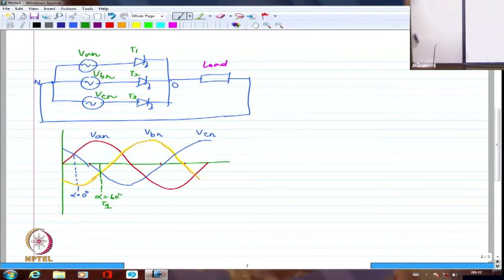So if I fire T1 here, 120 degrees away from this I have to fire T2 for symmetry, because VAN, VBN and VCN are phase shifted from each other by 120 degrees. So I necessarily need to, this is 30 degrees, this is 60, this is another 30. So here is where I have to fire T2 and here is where I have to fire T3. This is how I have to fire each of the devices. So I have to go exactly by 120 degrees interval.